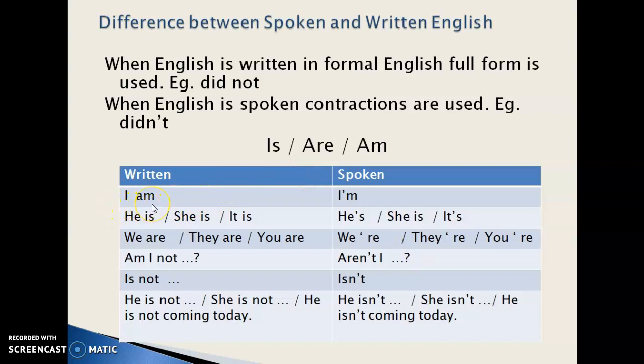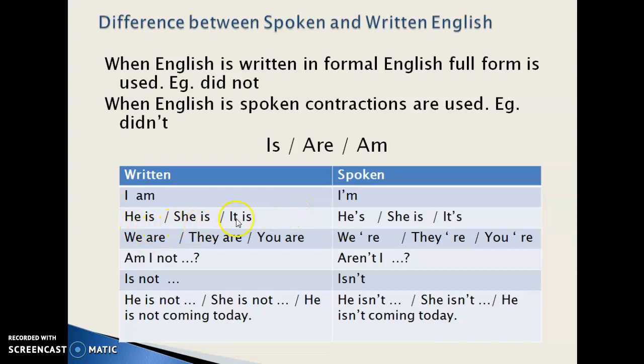I am a teacher. I'm a teacher. I'm a tailor.